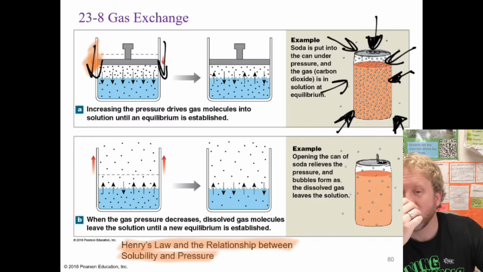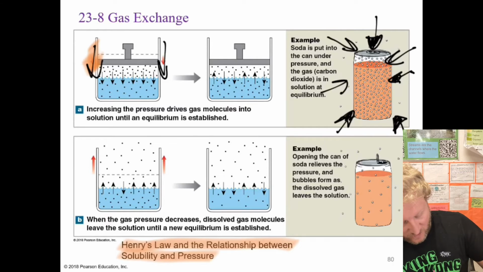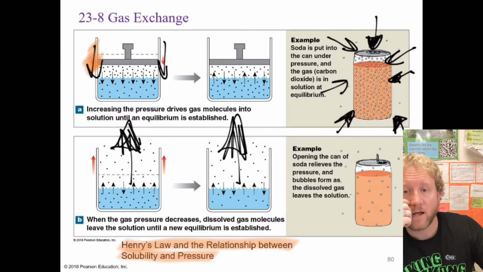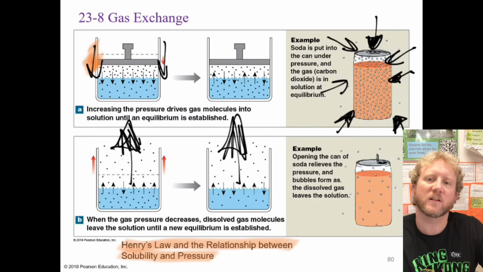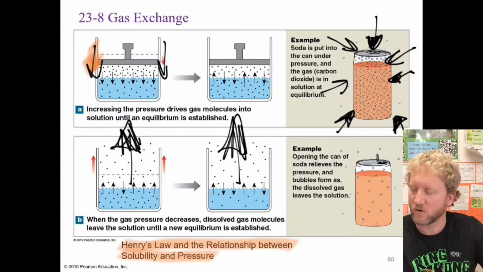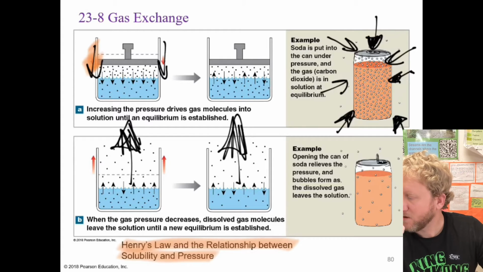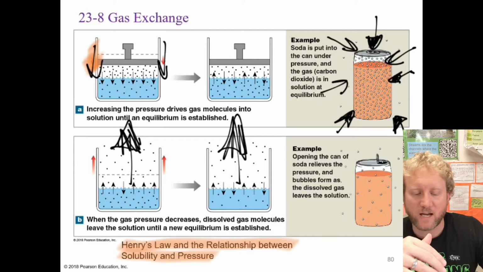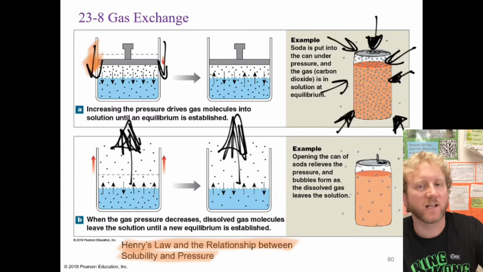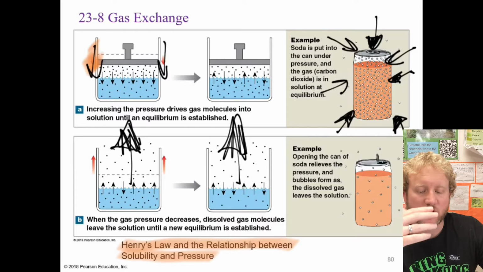Now, when you release that pressure, like here they took the lid off, decreasing that pressure. Okay, so when you take the lid off, you decrease that pressure. That's going to allow those gas particles to escape. And so the solubility, how much gas is in solution, is going to decrease until you reach equilibrium.